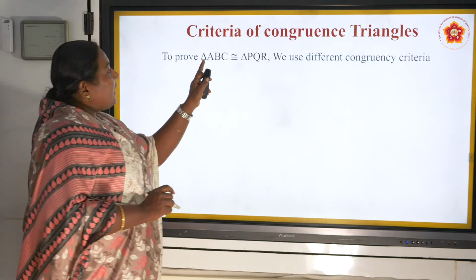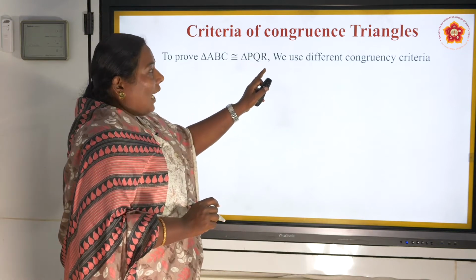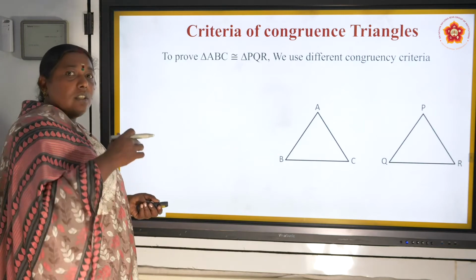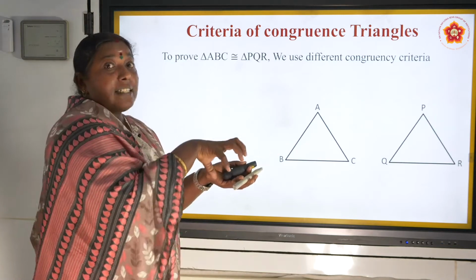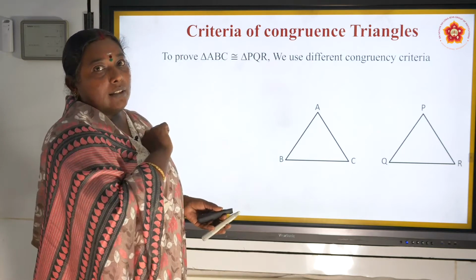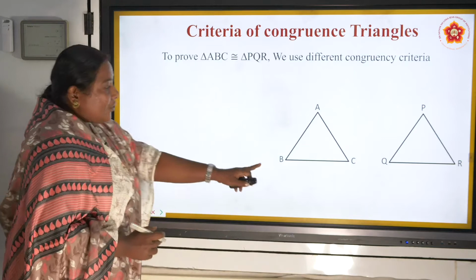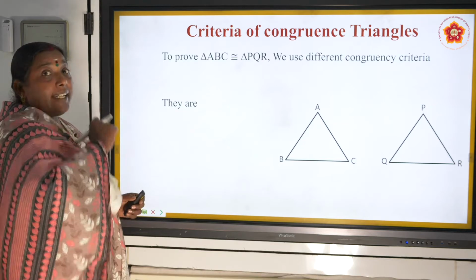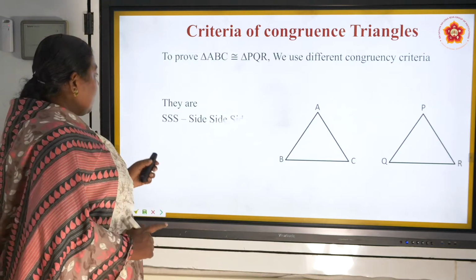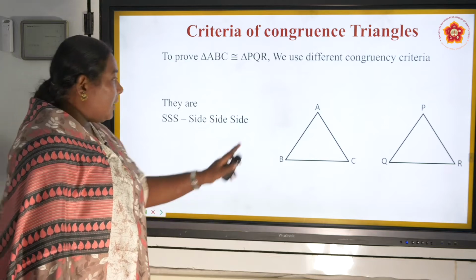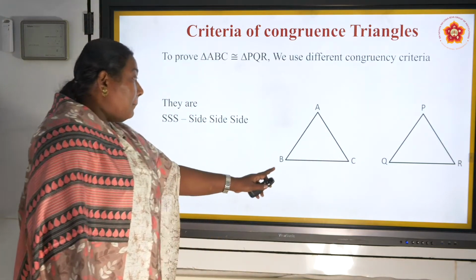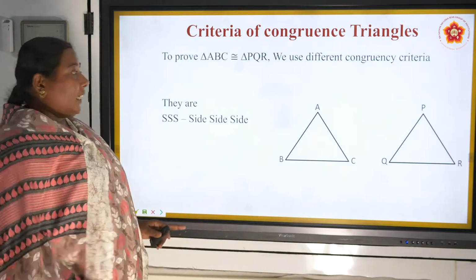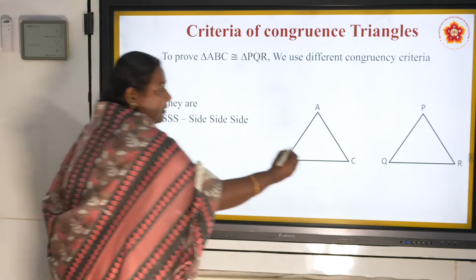Now, to prove triangle ABC congruent to triangle PQR, we have different congruency criteria. What is meant by criteria? That means who and who I will make as a group, then I can tell them as congruent. That is what we are going to see now. In triangle ABC and triangle PQR, what all equal, then I can tell them as congruent. First one, side, side, side. If my AB is equal to PQ, BC is equal to QR, AC is equal to PR, then I can tell both the triangles are congruent.